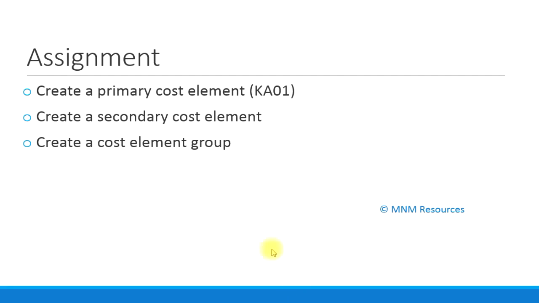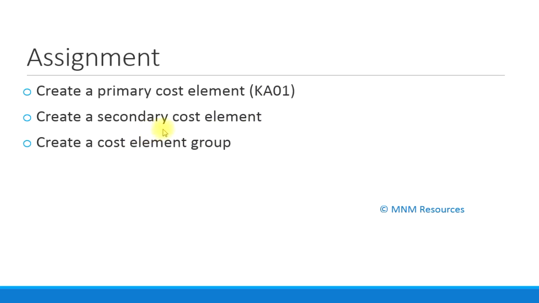Now as part of your assignment, create a primary cost element. You can use directly the short transaction code KA01, or you can go to FS00, enter the GL account, and from there also you can click on the button edit cost element and create a primary cost element. Remember to put the correct cost element category, number 1 for expenses and number 11 for revenues.